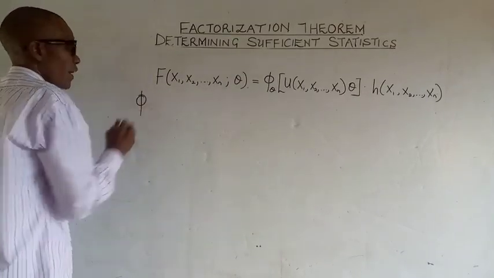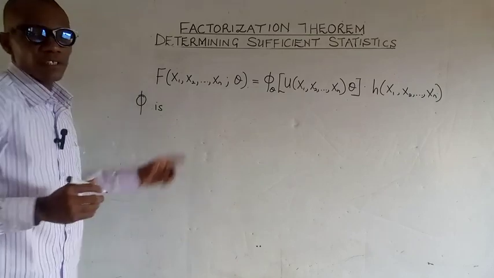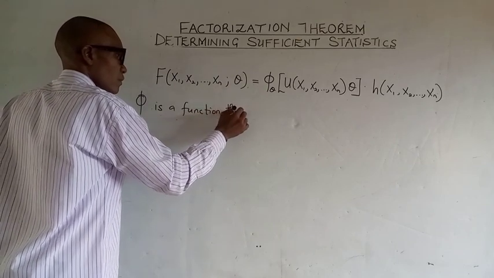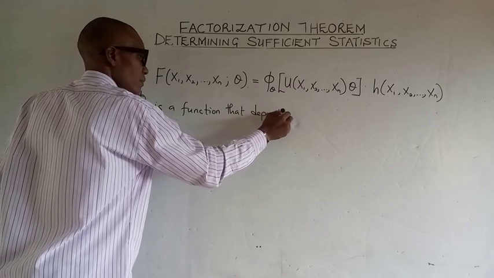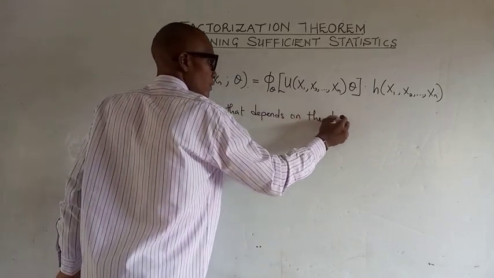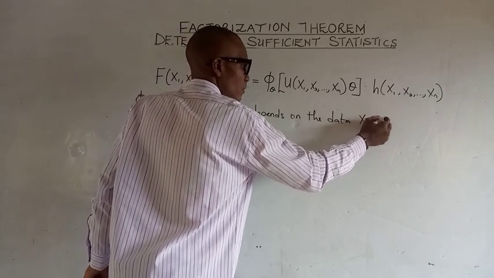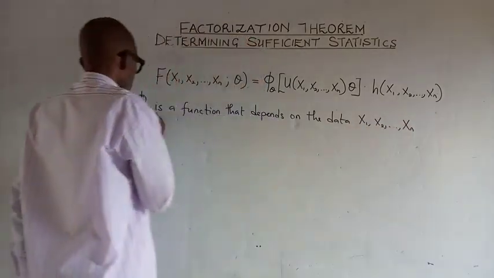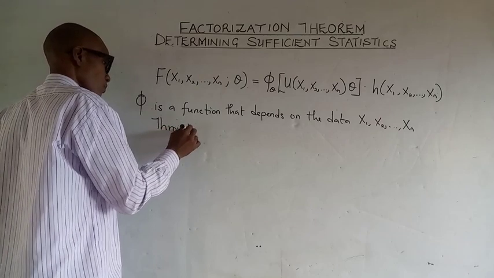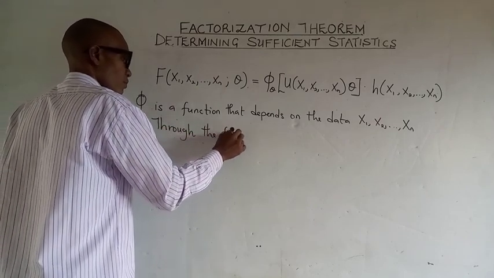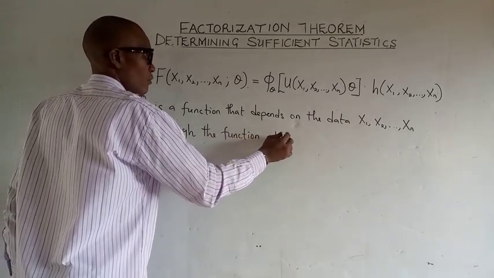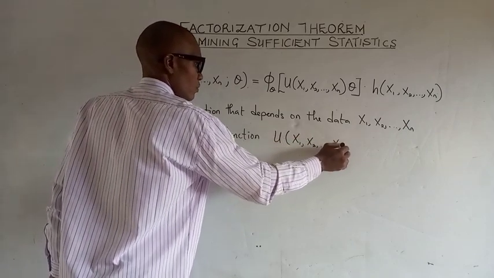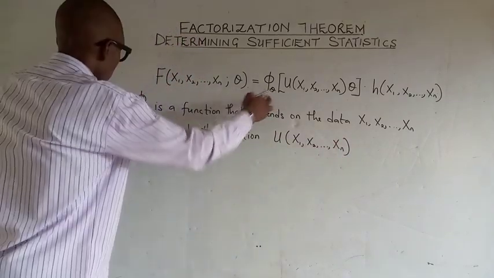This phi is a function that depends on the data x1, x2 to xn through the function mu of x1, x2 to xn. So that is this.